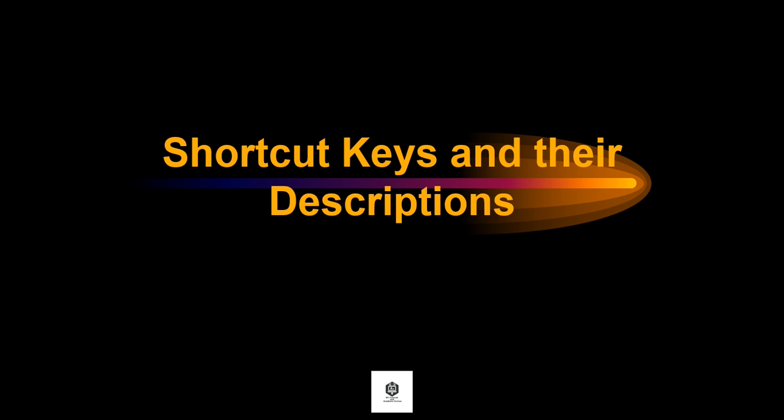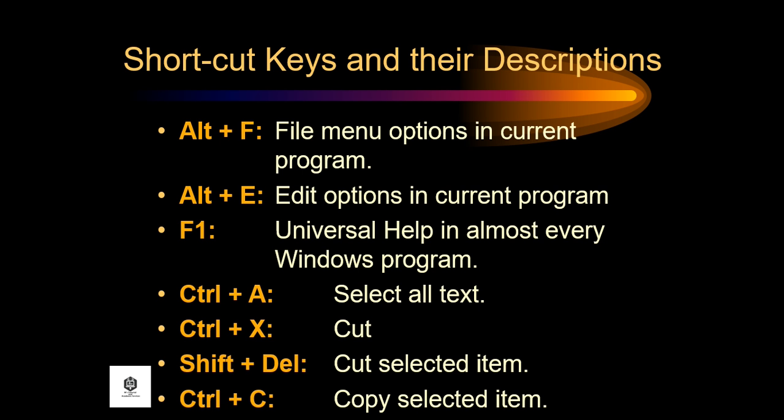Let's proceed to the shortcut keys and their descriptions. For examples, Alt F, File menu options in current program. Alt E, Edit options in current program. F1, Universal help in almost every Windows program. Control A, select all text.